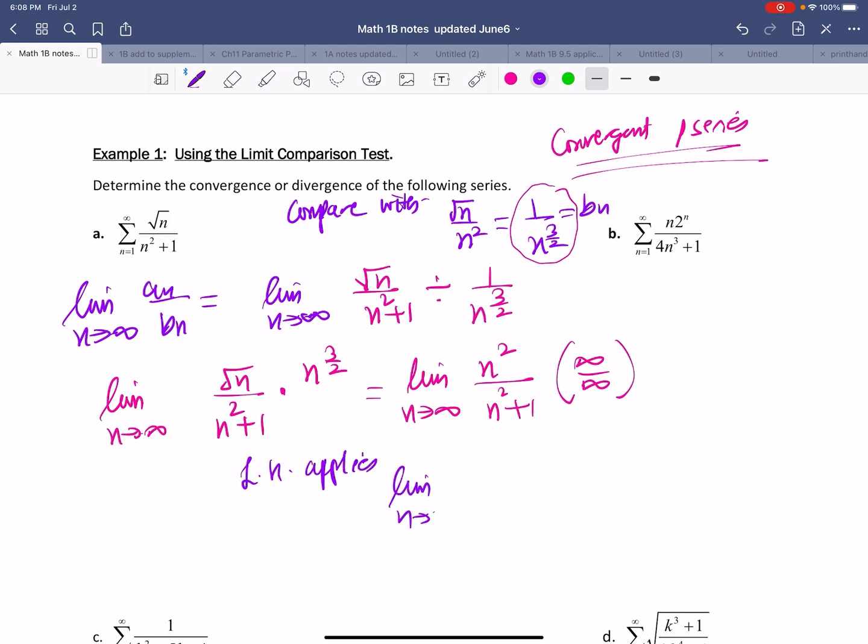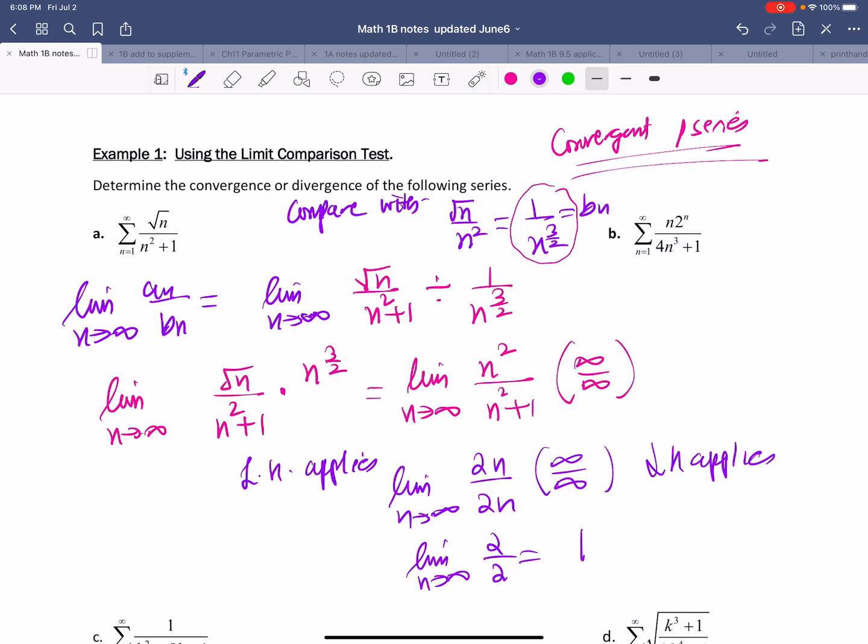So limit n goes to infinity. If I use L'Hopital's rule, this would be 2n over 2n, still infinity over infinity. L'Hopital's rule applies one more time. We can do the derivative of the numerator over the derivative of the denominator. This limit turns out to be equal to 1. So if the limit is a non-zero finite number, then either both series converge or both diverge. So we got a non-zero finite number, and we know our bn converges.